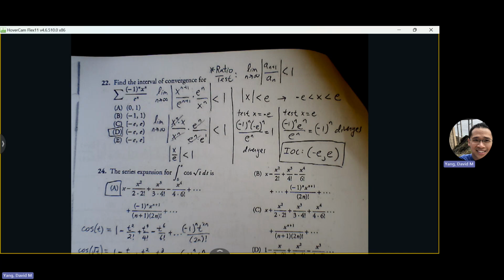Start with the ratio test, find your potential interval of convergence, and then test your endpoints to see whether we're going to keep them or not include those endpoints. Factorial distribution. Typically, if I see factorial, I'm always jumping to ratio test. But if it's asking for interval of convergence, it's always the ratio test.